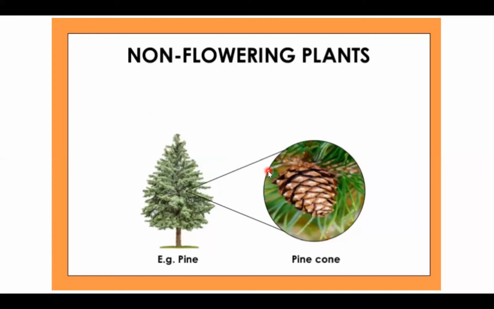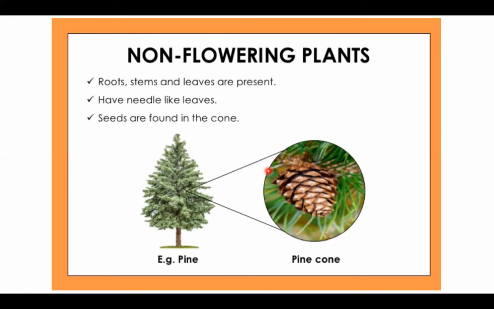Next, we are going to talk about the other type of plants that produce seeds, which is the non-flowering plants. The non-flowering plants have roots, stems, and leaves. They also have leaves that are needle-like. In other words, the leaves are very pointy. I will show you a picture after this of what that looks like. The seeds for these types of plants can be found in the cone. In this example, you have the pine tree and the pine cone growing on the pine tree, and you can often find seeds inside the cone.